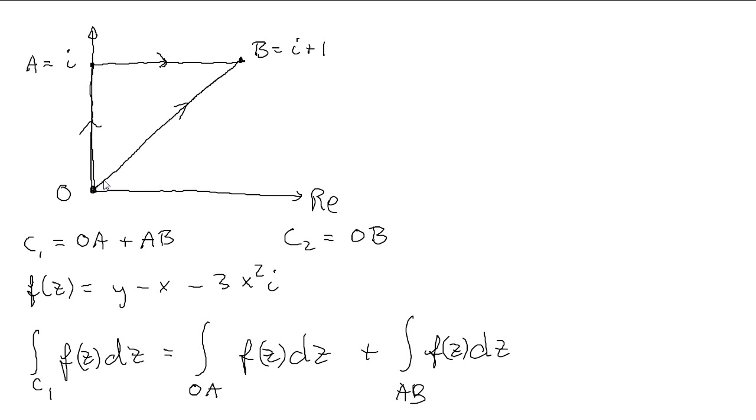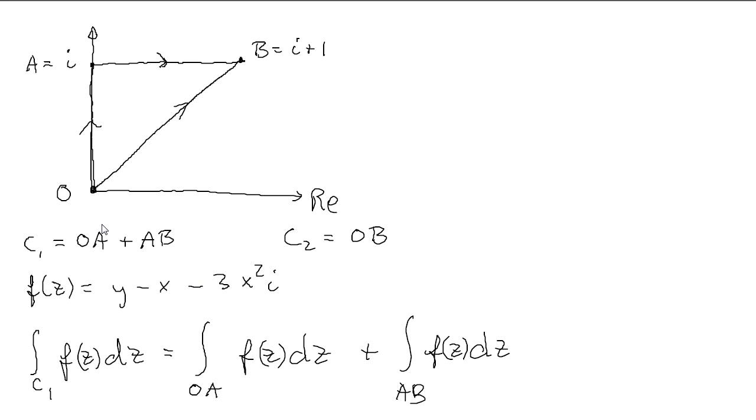Let's consider the following example. We are going to integrate the function f of z, which is given by the following expression: y, the imaginary part of z, minus x, the real part of z, minus 3x squared i. So the real part of this function f is just this, and the imaginary part of it is this.